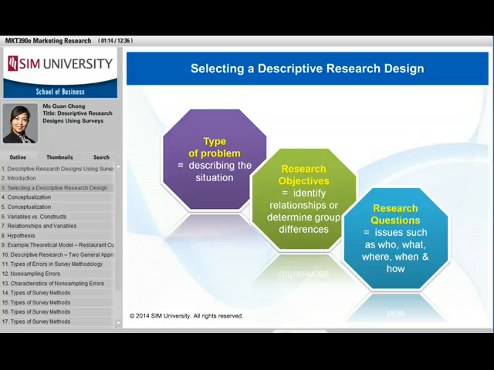Second, if the management's research question focuses on issues such as who, what, where, when, and how, the target population or market structures, then a descriptive research design is appropriate. Finally, if the task is to identify meaningful relationships, determine whether true differences exist, or verify the validity of relationships among the marketing phenomena, then descriptive research design should be considered.